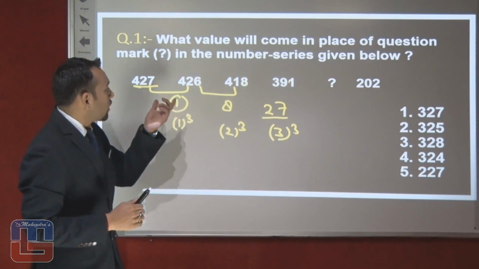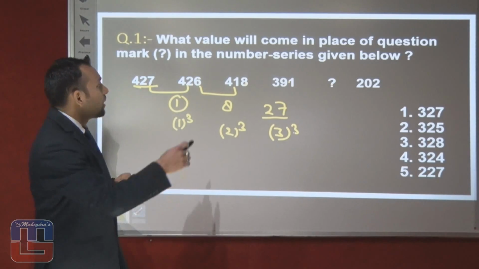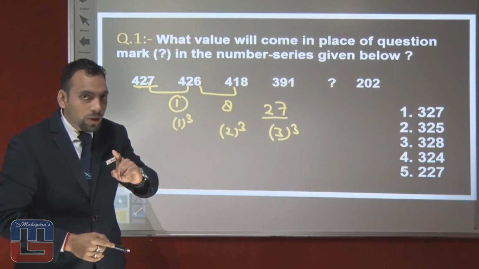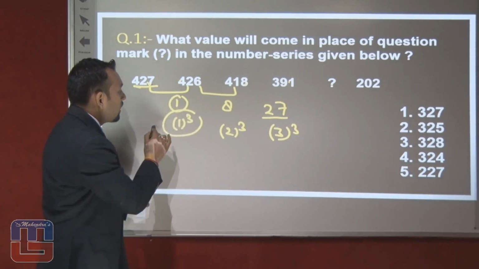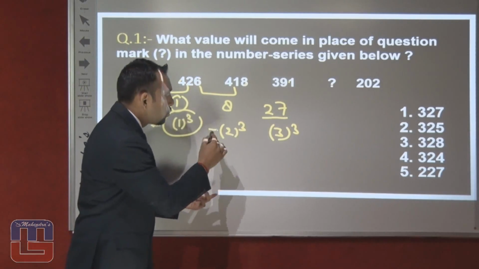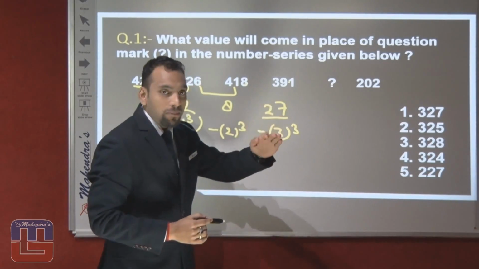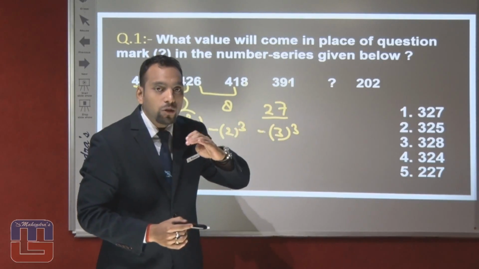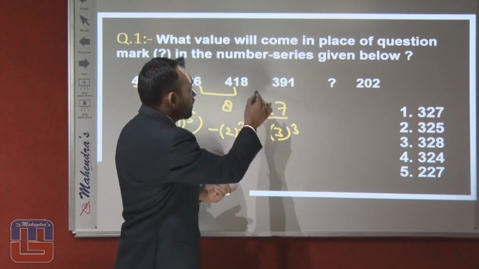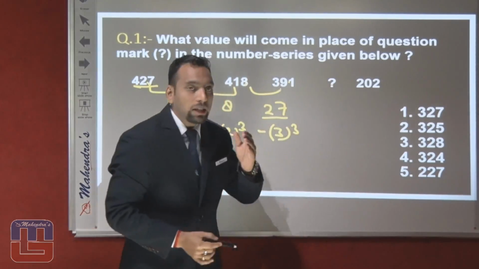Now see this one, this is 427 to 426, and this is 426 to 418. Here we can say that the difference is minus 1 cube. Here the difference is minus 2 cube. Same here, it will be minus 3 cube. Same if you have to find the value of the question mark, here the difference is 27, so you will have to find the next one.